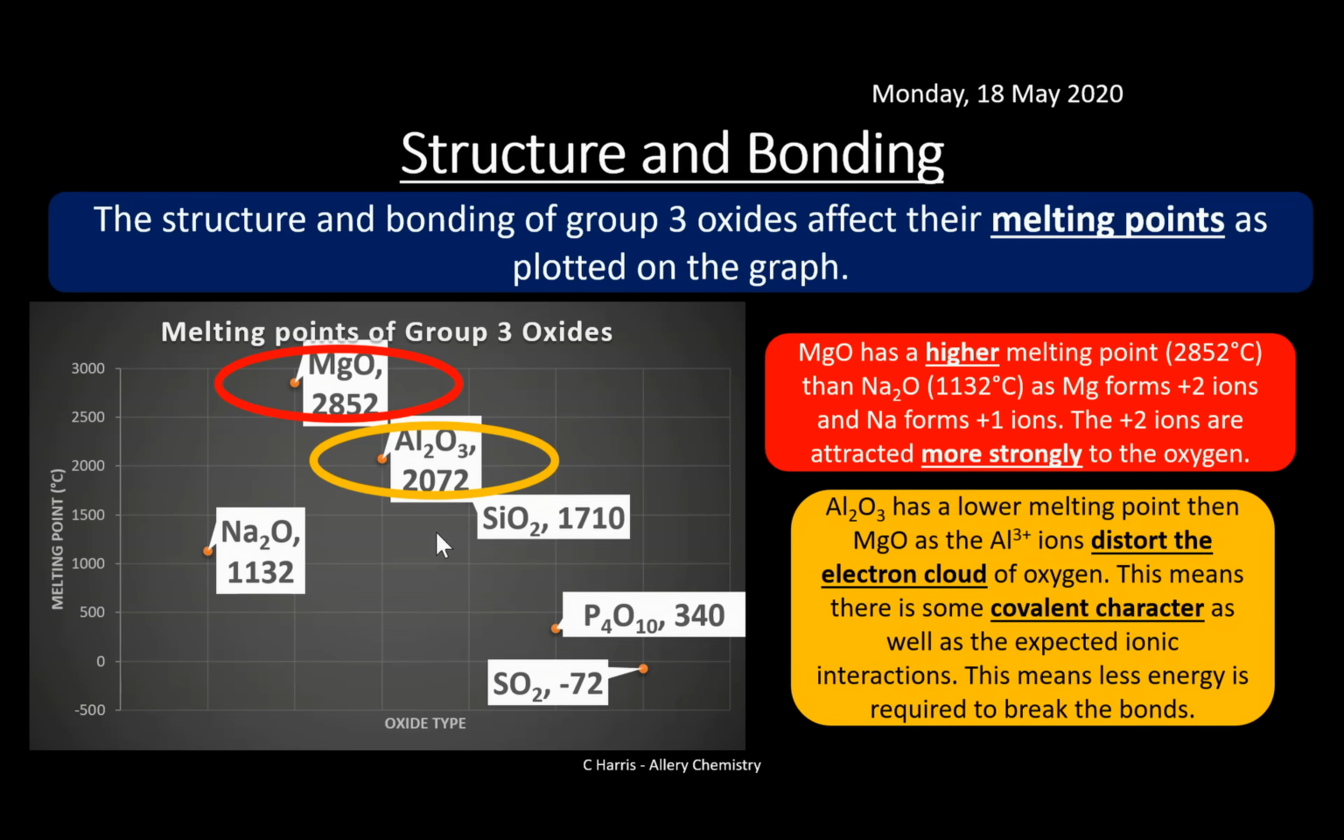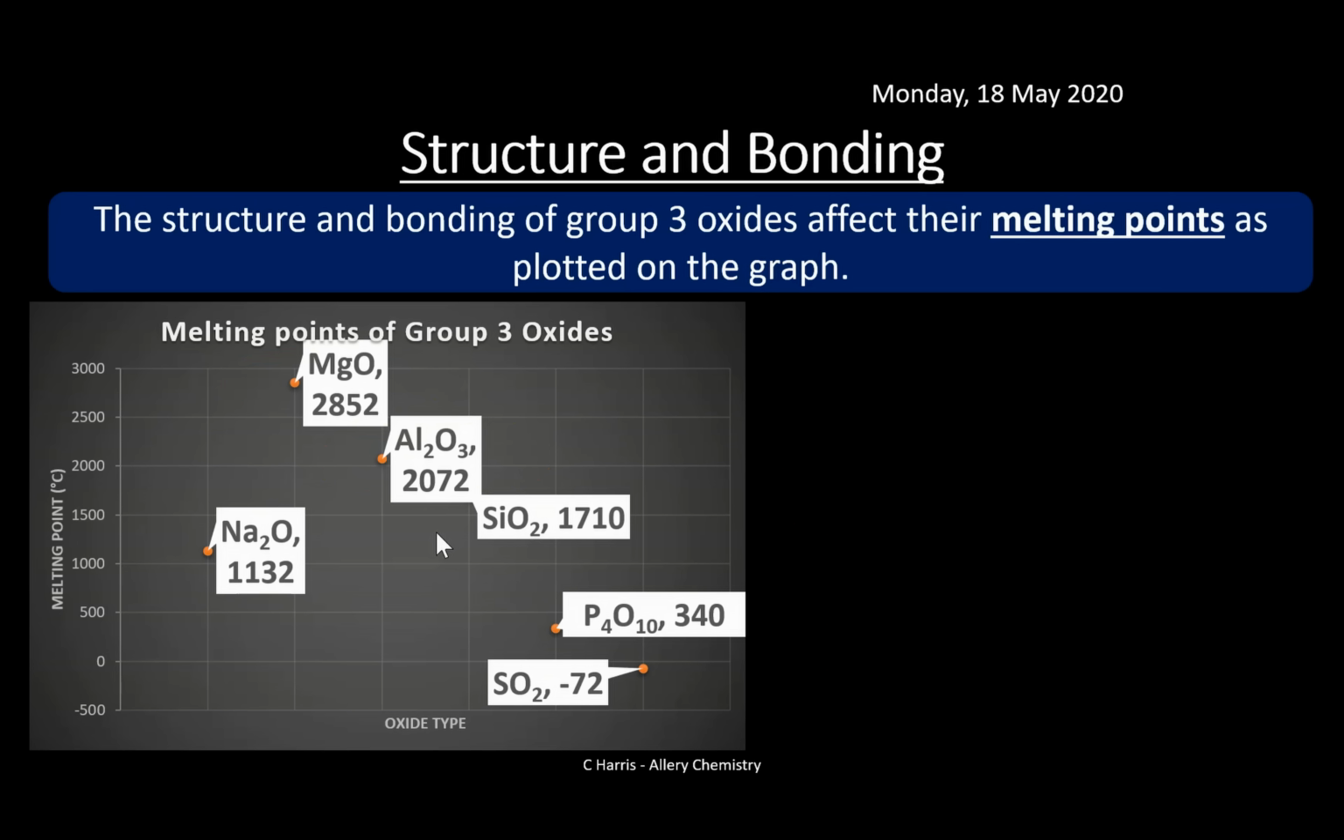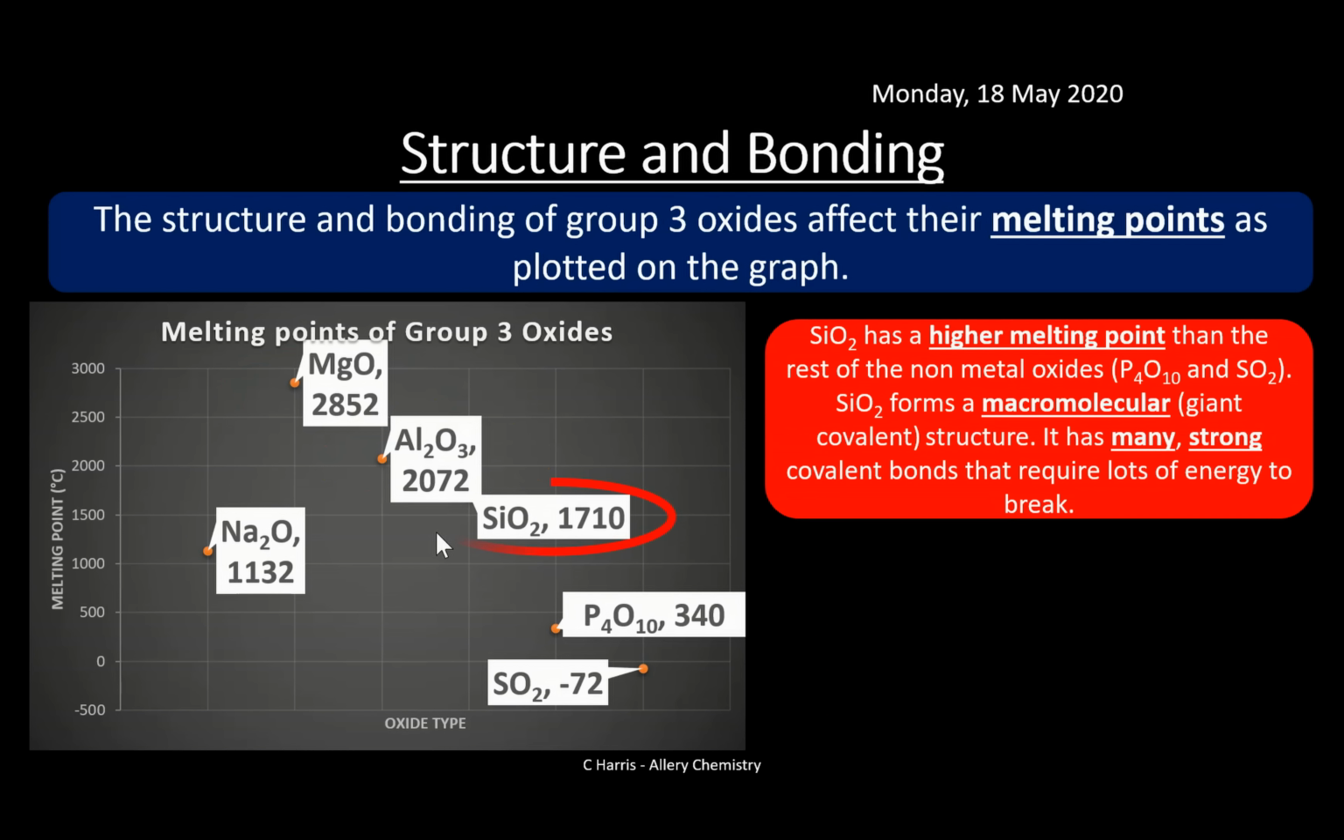Okay, right, so let's have a look at silicon dioxide now. Let's move on to this one. So silicon dioxide actually has a higher melting point than the rest of the non-metal oxides. As you can see, it's just tucked away around here. But silicon, phosphorus, and sulfur are all classed as non-metals. We can see normally our non-metal oxides have low melting points, you can see there, but silicon dioxide kind of deviates away from this.